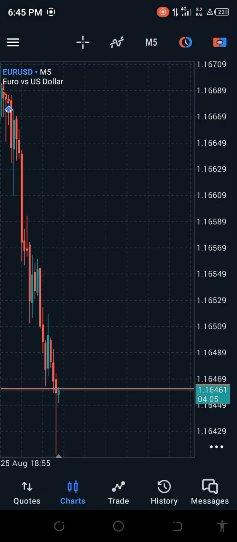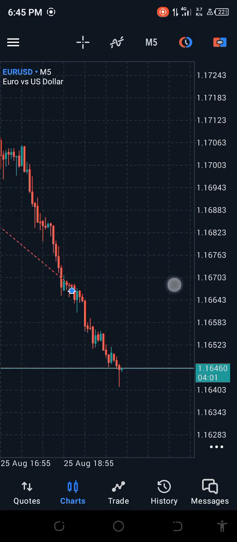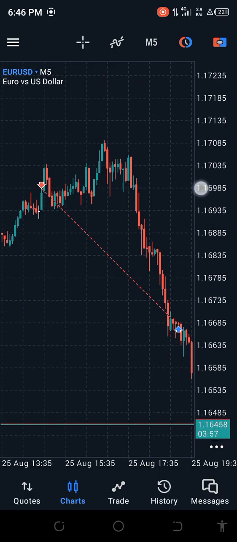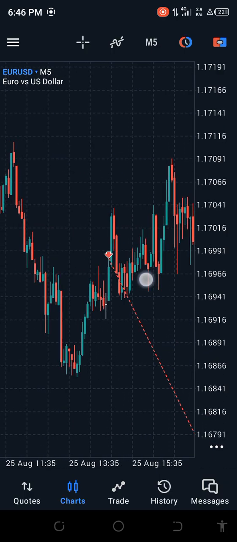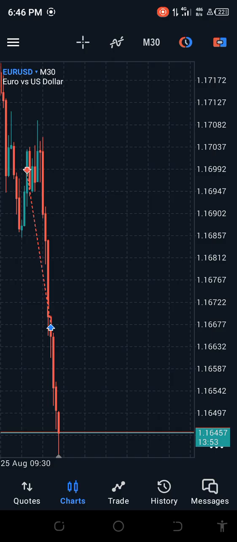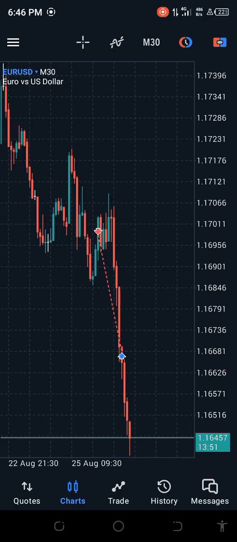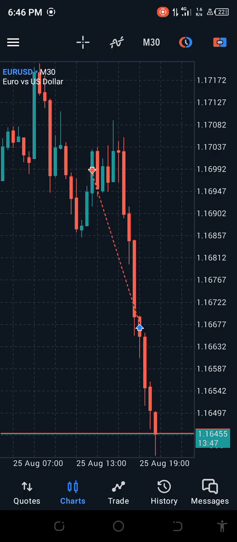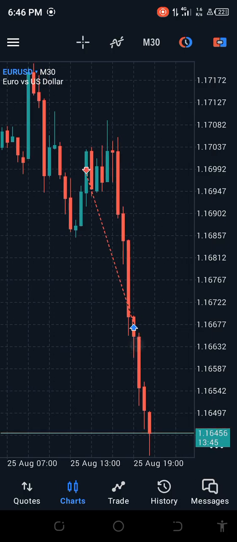So, heading to my MT5 Euro USD trade. So this was the trade on Euro USD. I took the trade here. Okay, let me go up to the 30 minutes time frame, which was where I took that trade. So I entered here at the fair value gap and then I exited at 2:4. I think 2:4 or 2:5 risk to reward ratio.